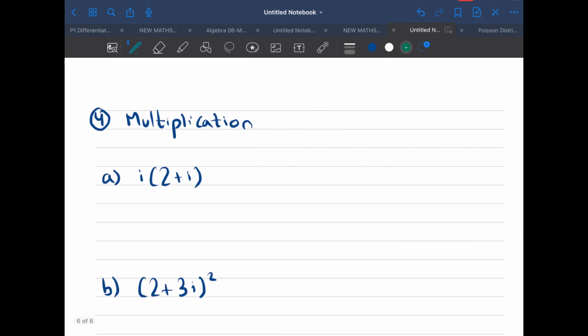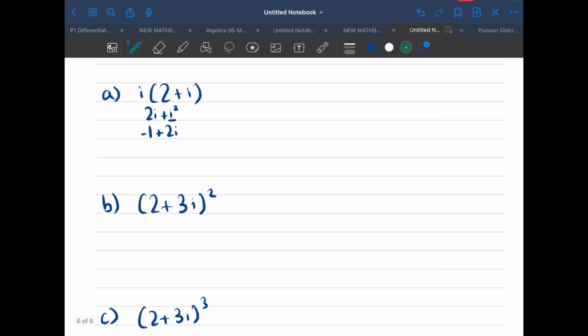So let's move to the fourth point, that's multiplication. Let's do that. 2 into i makes what? 2i plus i into i makes what? i square. Now what's the value of i square? I know it's minus 1. So it's going to be minus 1 plus 2 iota.